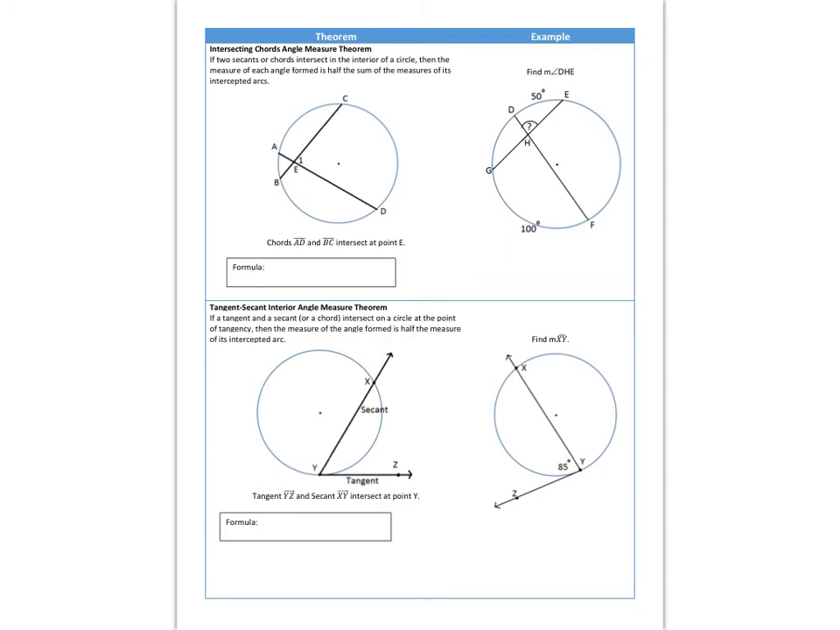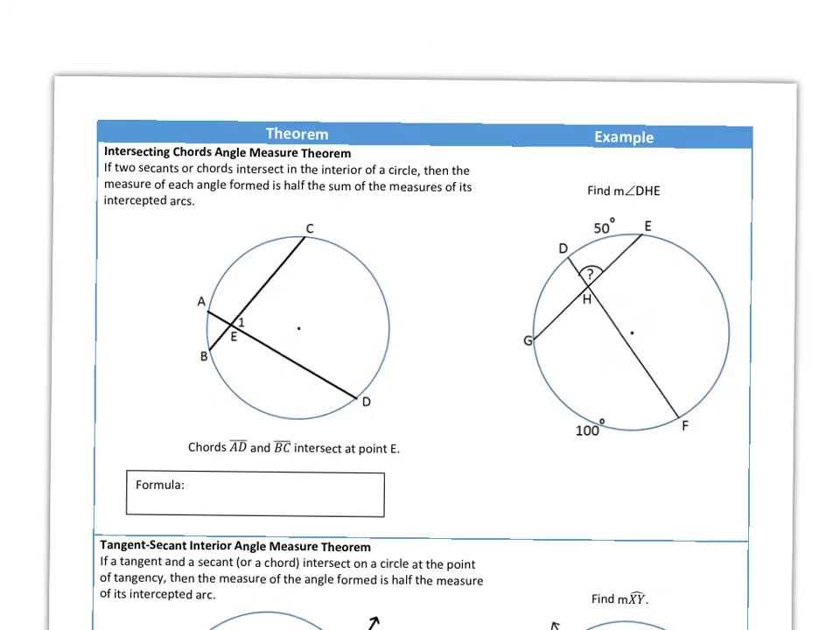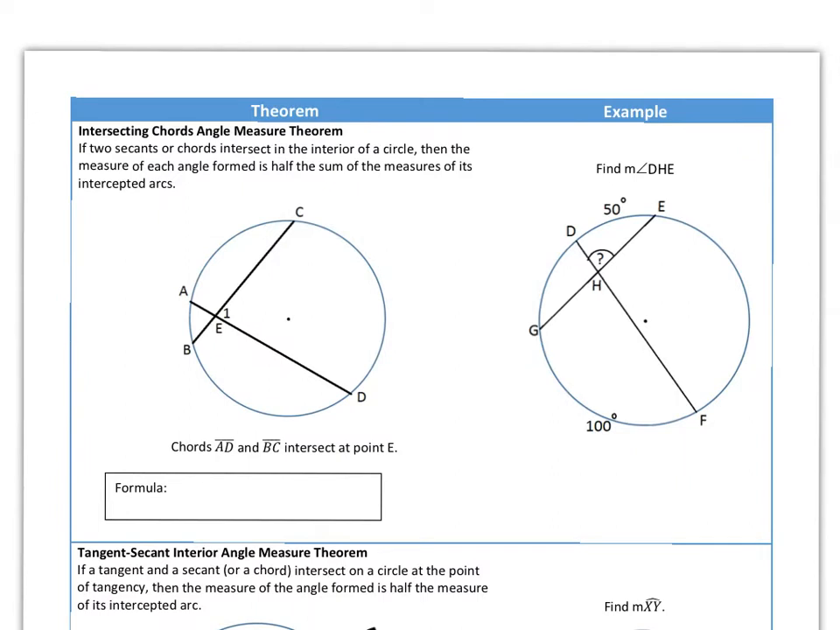Alright, so this video is going to discuss angles formed by intersecting segments within circles. And the first thing we want to talk about is the angles that are formed when chords intersect. So in this diagram here, we have chord BC and chord AD, and they intersect at point E. And we would like to know the measure of angle 1, right there.